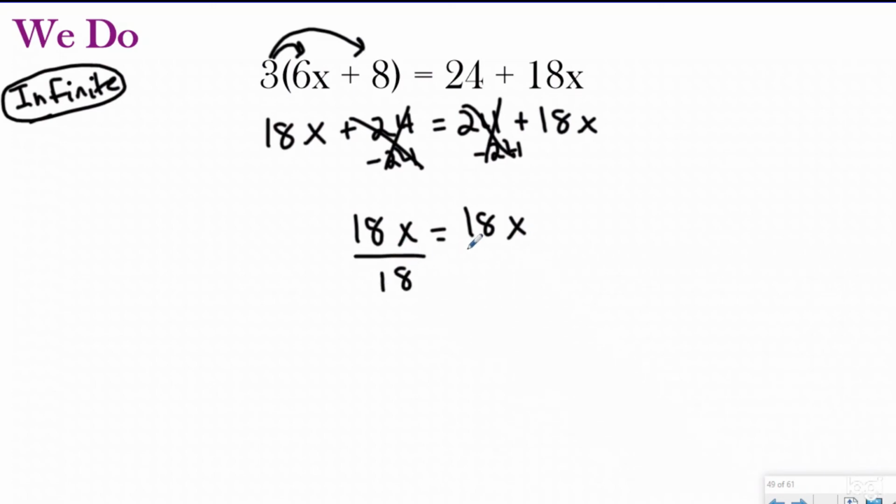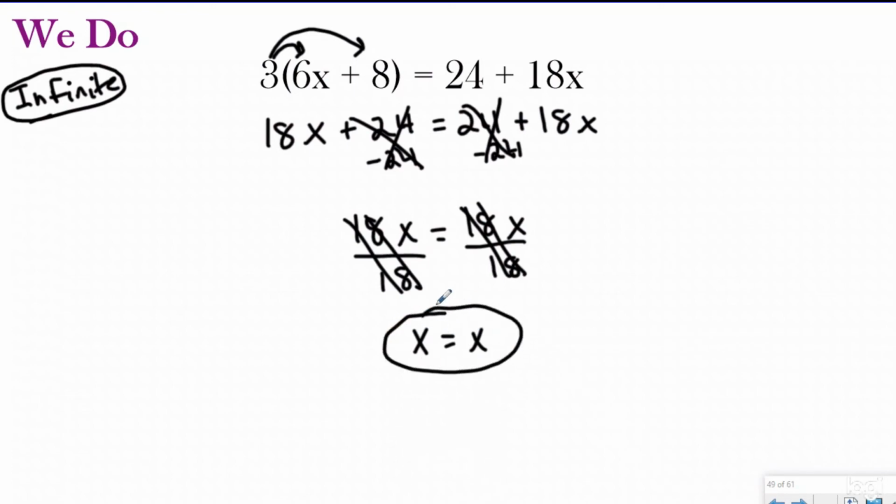When I divide to do my inverse operation of multiplication, I'm going to make a 1 here. Those are gone. And now I'm left with x equals x, which means my equation is infinite. No matter what number I put in for x, it will always work.